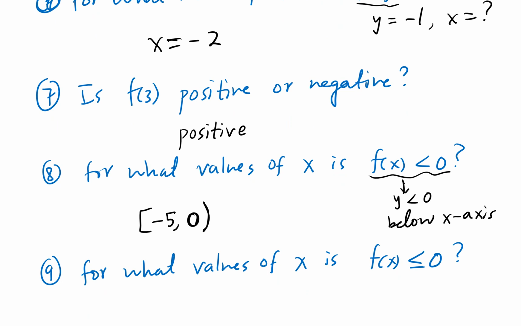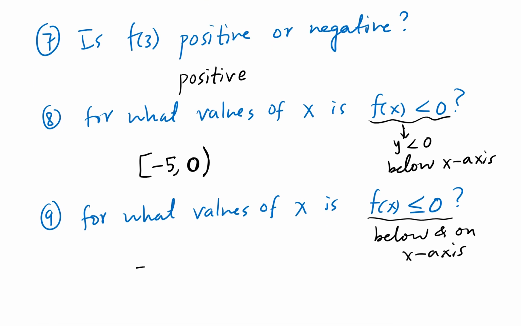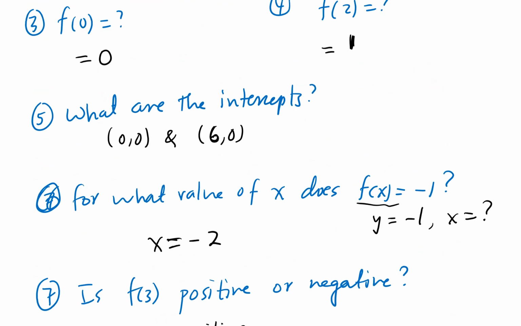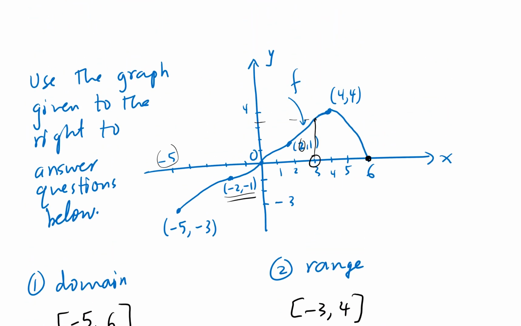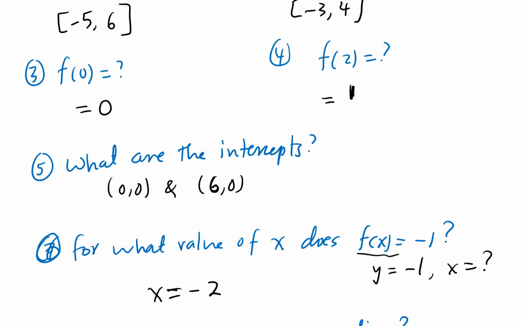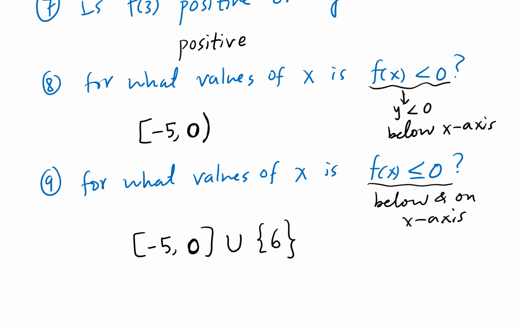But if they say less than or equal to, this means not just below but also on the x-axis. So in this case, it goes from -5 exactly to 0 exactly. And not only that, you can remember the graph also hits the point 6, 0, so you can put a union, and also 6. So it goes from x exactly equal to -5 to exactly 0, and union means you combine them, also 6, because you have to jump all the way. That's how we find it.